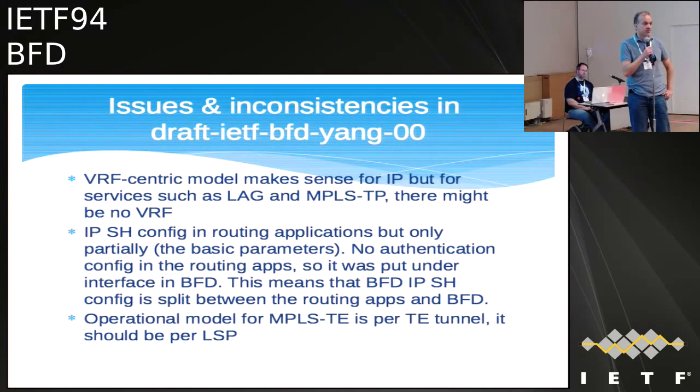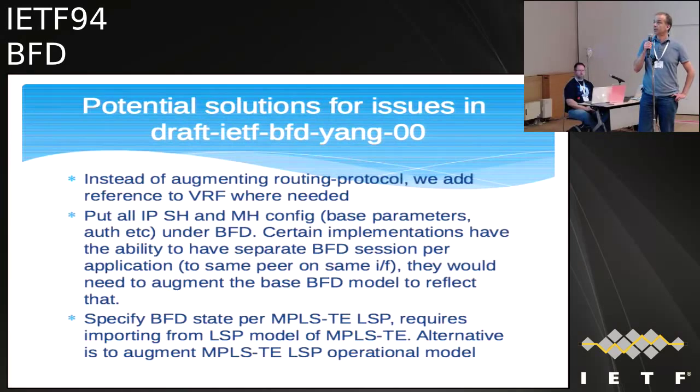So here are some solutions the design team has been looking into. The first one, regarding technologies which are not IP-based, is, instead of augmenting the routing protocol, we basically add a reference to the VRF when we need to have a reference to it. So have a leafref. For the issue of split config, we're having discussions about putting all the BFD configuration in BFD, as opposed to having requirements on routing applications to use the groupings from BFD.